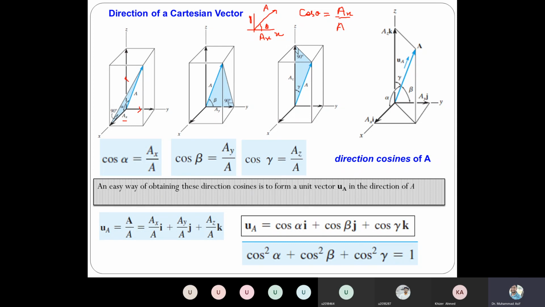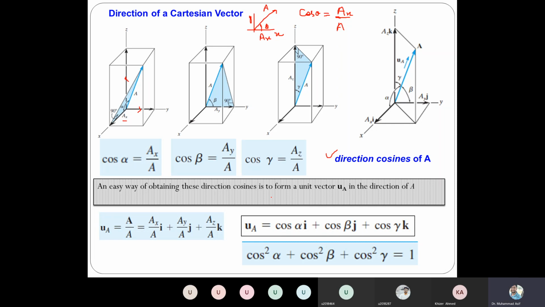That means if you know any angle, then the cosine of that angle will be that component, AX, divided by A. Similarly, in 3 dimensions, for alpha, the component AX, what will be the value of cos alpha? AX by A. Similarly, cos beta is AY by A. Similarly, cos gamma is AZ by A. That's called the direction cosines of A in 3 dimensions, right?